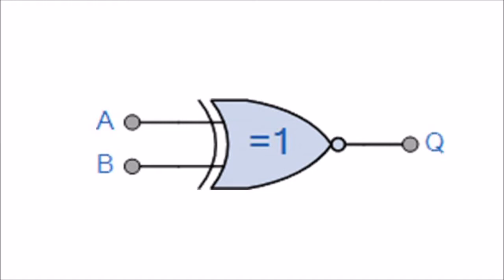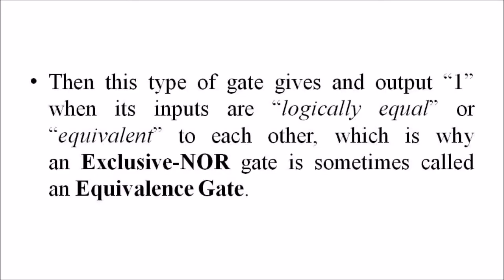Then the output of the digital logic exclusive NOR gate only goes high when its two input terminals A and B are at the same logic level, which can be either at logic level 1 or at logic level 0. In other words, an even number of logic 1s on its input gives a logic 1 at the output, otherwise its logic level will be 0. Then this type of gate gives the output 1 when its inputs are logically equal or equivalent to each other, which is why an exclusive NOR gate is sometimes called an equivalence gate.